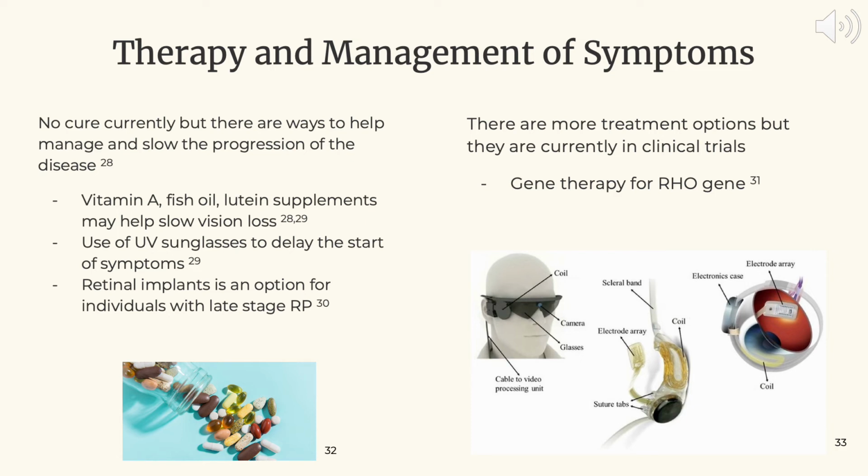One of these treatment options that are in clinical trials is gene therapy for the RHO gene. The RHO gene codes for a protein called rhodopsin, which is vital to phototransduction. A mutation in this gene causes a faulty version of the rhodopsin protein to be produced, and there are over 120 different rhodopsin mutations that can cause this faulty protein to be made. In addition, this protein is toxic to the retina, which causes degeneration of photoreceptors, which leads to retinitis pigmentosa.